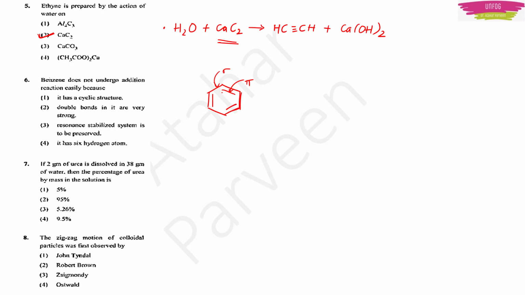Now here the pi bond will have pi electrons, right? These pi electrons are delocalized within the structure. Delocalized means they are always present within the structure. Because of this, there is very good stability present in the benzene structure. This stability is called resonance stability.